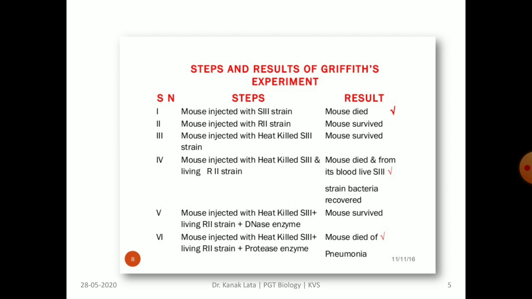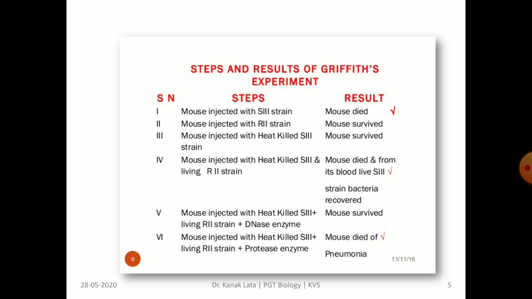When a mouse is injected with S strain, the mouse died. Mouse infected with R strain, the mouse survived. Mouse injected with heat-killed S strain, the mouse survived. But when a mouse is injected with heat-killed S strain and living R strain, the mouse died and from its blood live S strain bacteria were recovered.